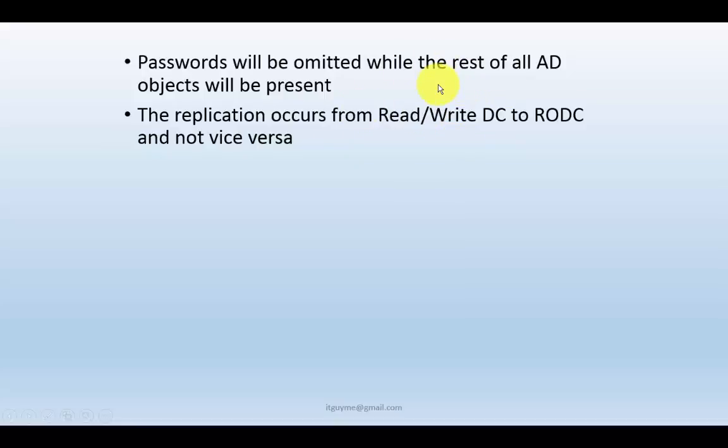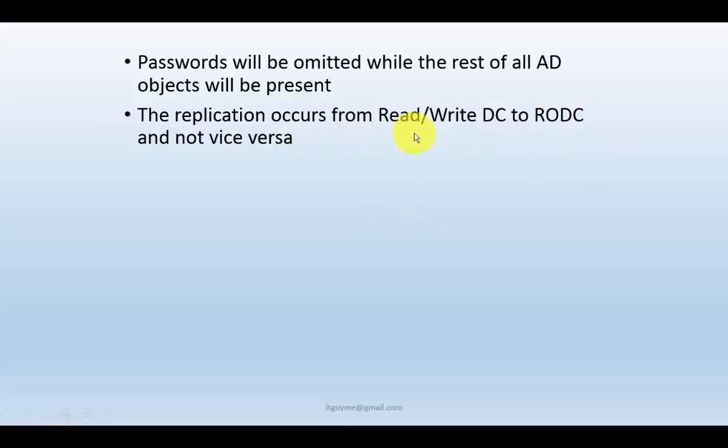So when I was saying it cannot authenticate, but it can authorize. Passwords are never there, but RODC always knows which user is part of which group. So it has that information locally available for the users that are logging in there.